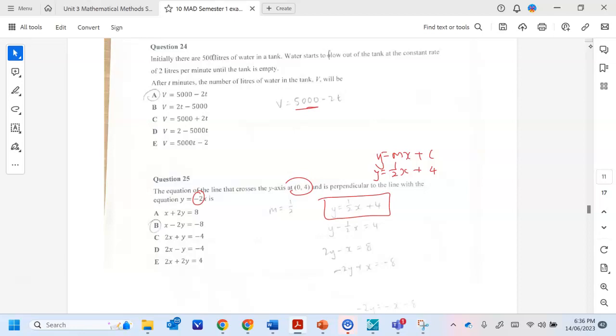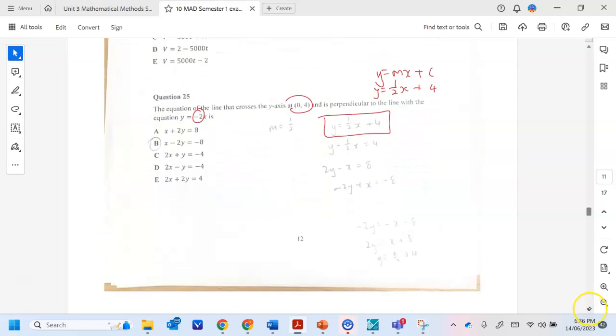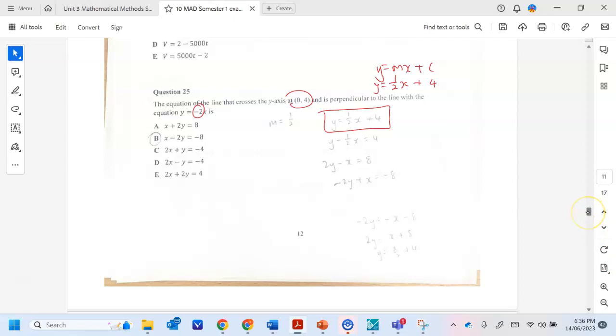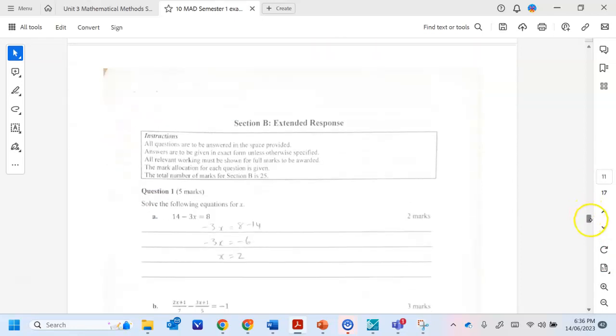The thing is, my answers are not in that form. They're in intercept form, so you just have to rearrange it. And you can see how I rearranged it there. And I actually just double checked it by rearranging it back. All right, I think that's it for the multiple choice.